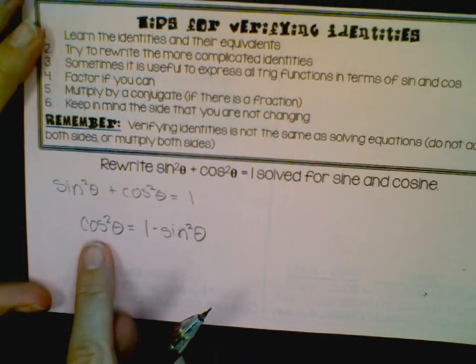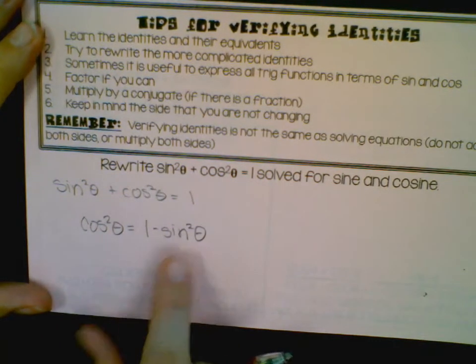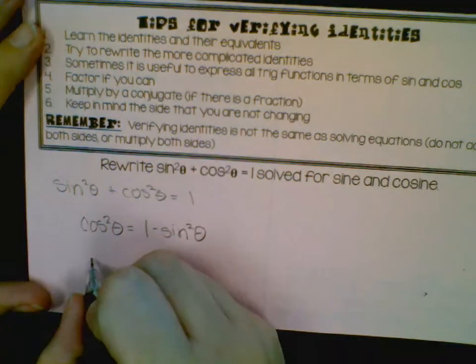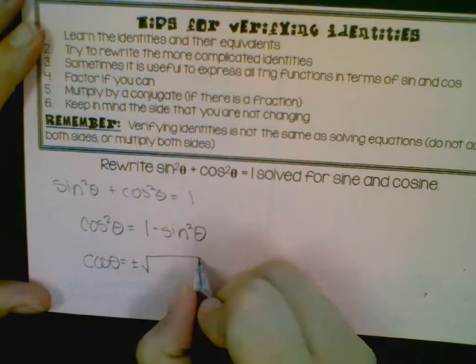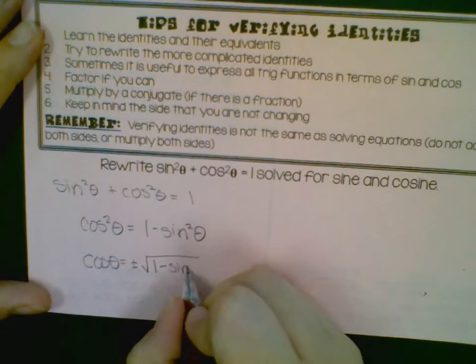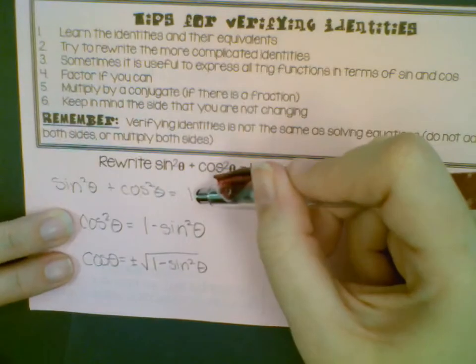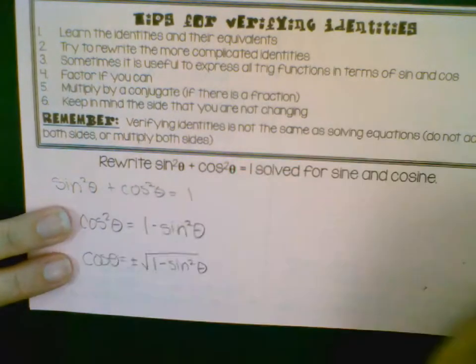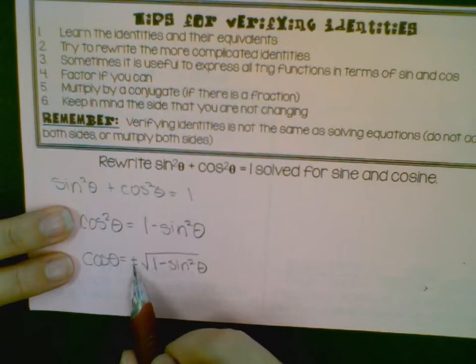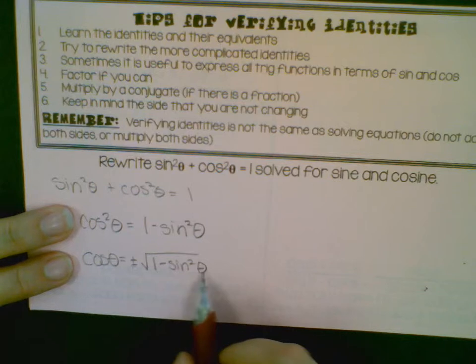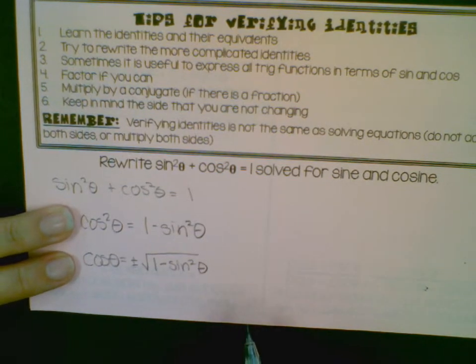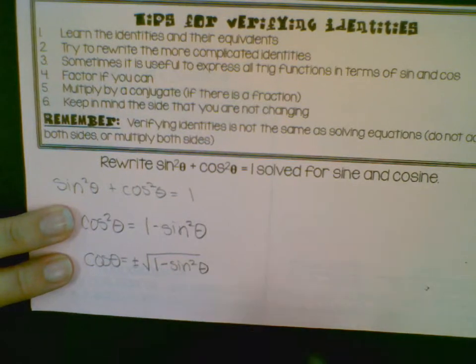If you just have a cosine and you need a sine or a sine squared, then we could take the square root of both sides. So just cosine would be equal to the square root of 1 minus sine squared. Okay, so that's two different versions of this same identity, solved for cosine squared and solved for cosine. Remember that when we take square roots, we put the plus or minus. And this is as simplified as you can get this. It does not equal 1 minus sine. You can't take the square roots of sums, so you have to leave it just like that.